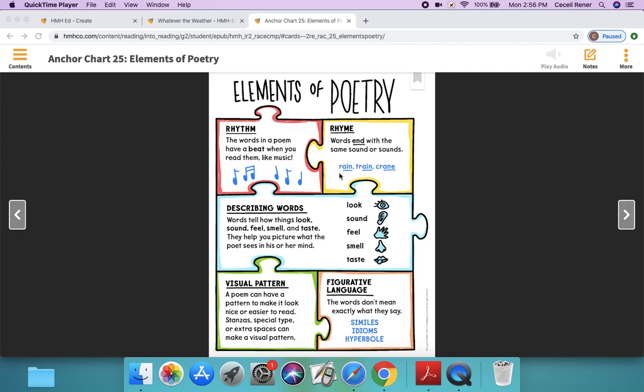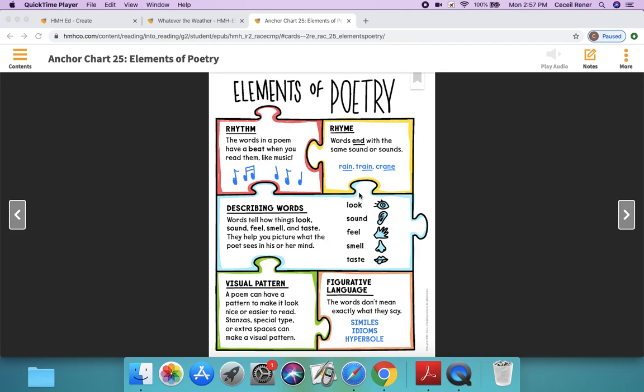Here's an example. Let's look at that. We have the words rain, train, and crane. Can you think of any words that rhyme with the words rain, train, and crane? I'll give you a few seconds to think of some rhyming words. Did you think of any? I thought of the word brain and maybe the word mane. Brain and mane rhyme with rain, train, and crane.